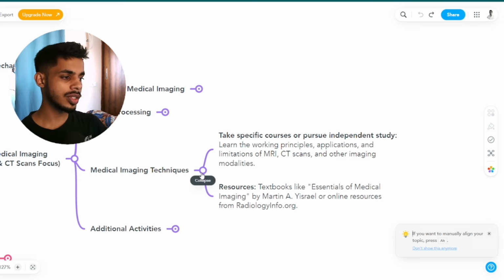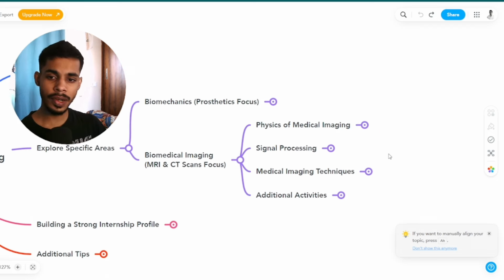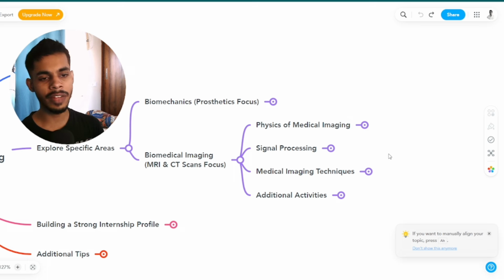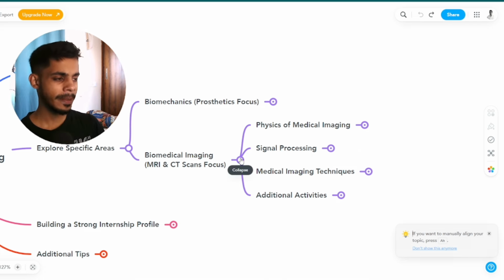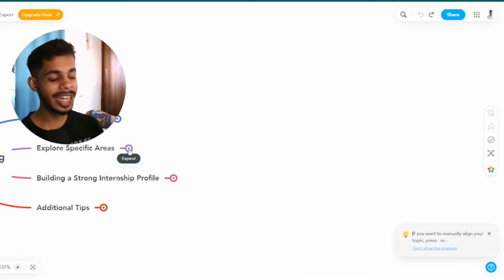And all you have to do is refer to a book, which is Essentials of Medical Imaging by Martin A. I know reading books is a little difficult. I'm not telling you to sit and study each and every page, but just select a few of the medical imaging techniques that are common, let's say MRI scan, CT scan, CPAP, BPAP. So you can go through these scanning modalities, learn about them and add it in your resume. Whatever I am telling you guys, I want you to add it in your resume.